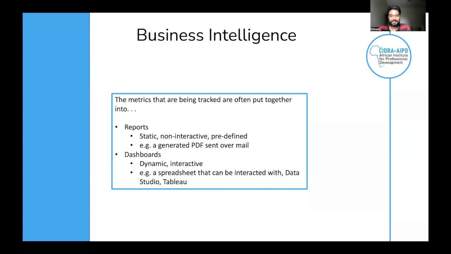And all of these metrics are put together into broadly two sorts of artifacts. You could have reports, or you could have dashboards. The reports are static; they are not interactive. They are defined beforehand, and they're generated with a defined procedure. So this might be a mail that is sent out to people, or a PDF that gets attached to the mail. While dashboards are more dynamic, they are more interactive.